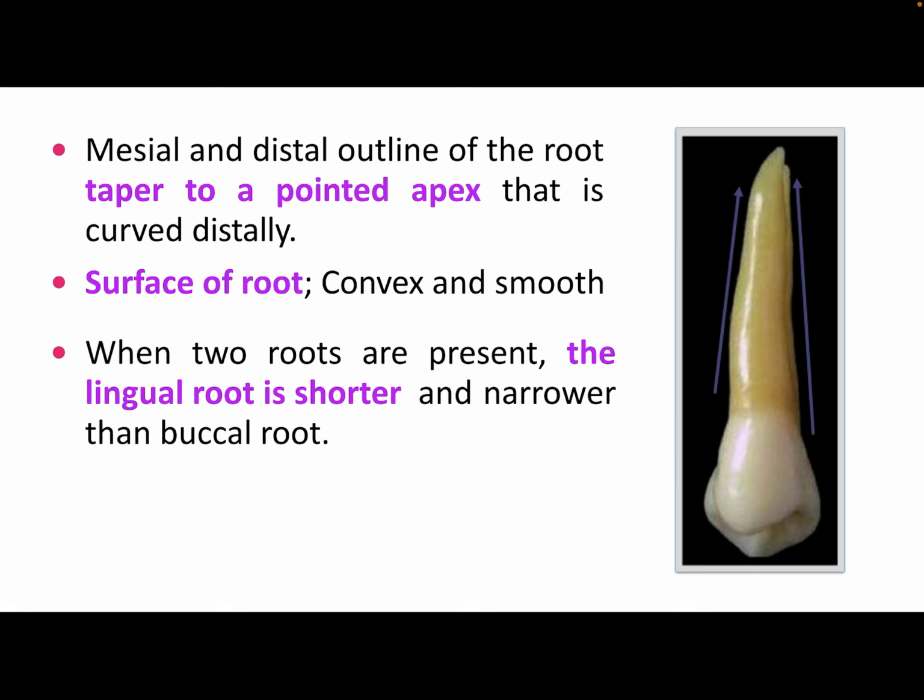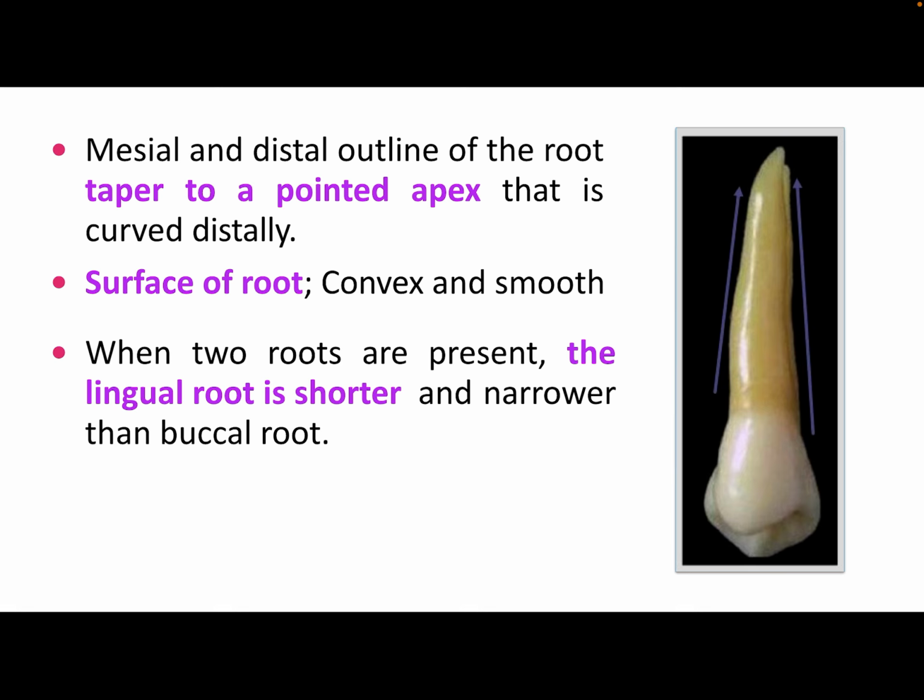Next, about the root surface. Mesial and distal outline of the root taper to a pointed apex that is curved distally. A slight distal curvature can be seen for the lingual root also. The surface of the root is convex and smooth. When two roots are present, the lingual root is shorter and narrower than the buccal root.